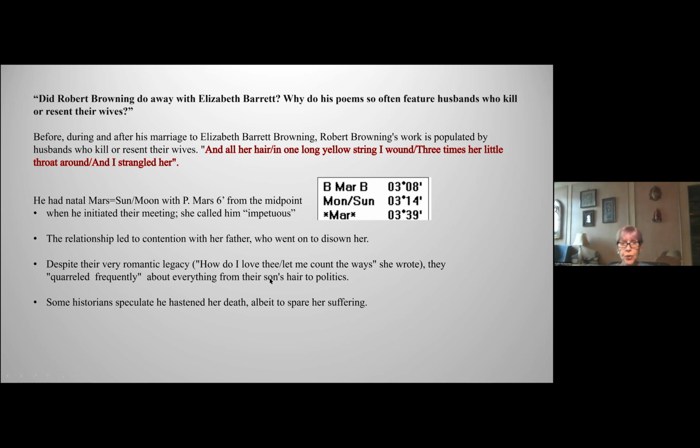I should have a picture of the son's hair. It's kind of down to his waist. So she wanted long curls and she got her way. And some historians speculate that he actually hastened her death. She died young. She had a lifelong illness. She was already sick. So they say that he might have hastened her death, but it might have been like a mercy killing.